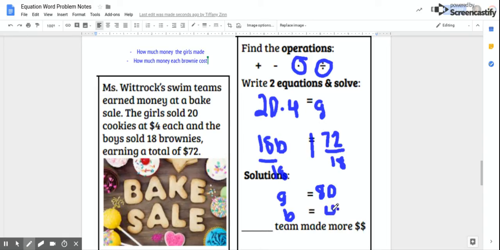And then the last question says, which team made more money? So we know, because we did the math, the girls made 80. And then we know that the boys made 72 because it tells us in the problem. So the girls made more. And I'm just going to put G.